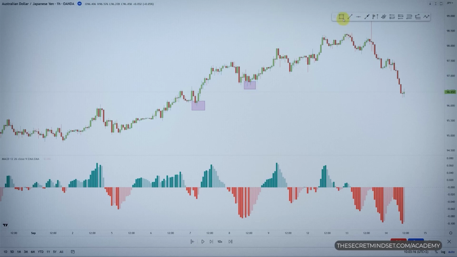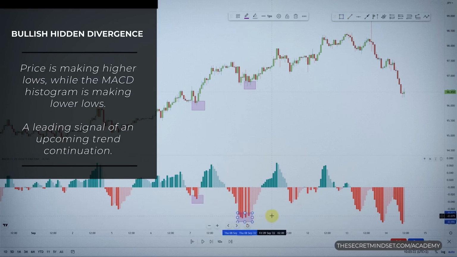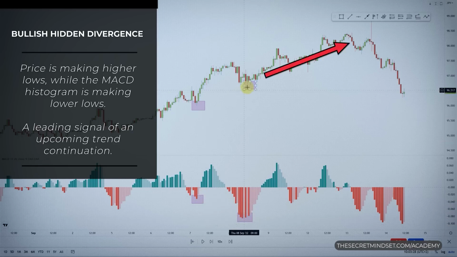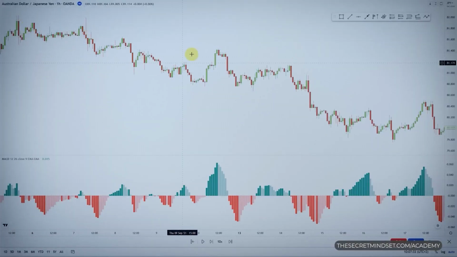In simple terms, in this example, a hidden divergence is when the price is making higher lows, while the momentum indicator, the MACD histogram, is making lower lows. This imbalance is what we call a bullish hidden divergence, and it can often be a leading signal of an upcoming trend continuation. Let me give you another example.